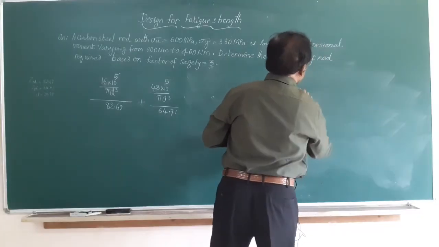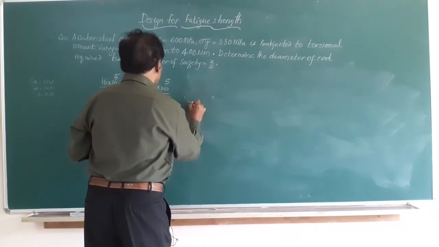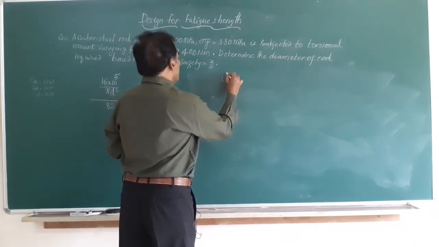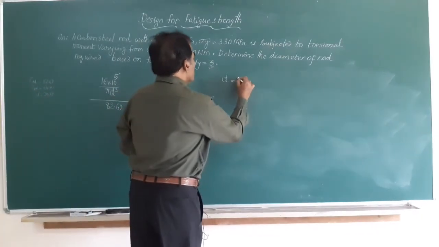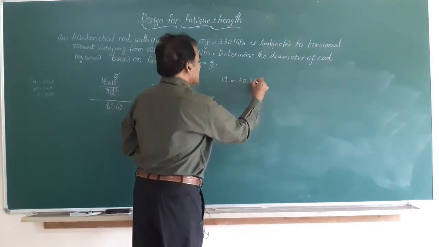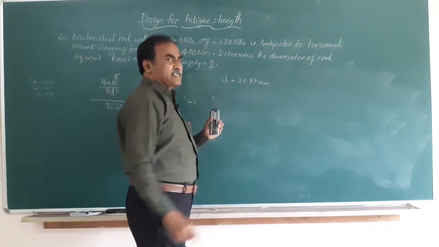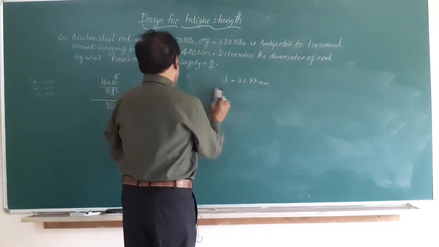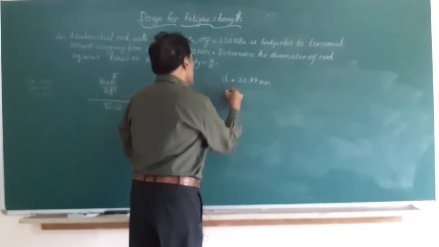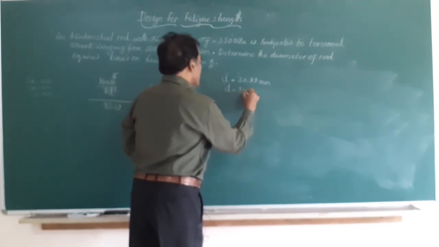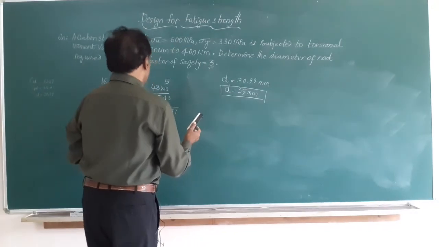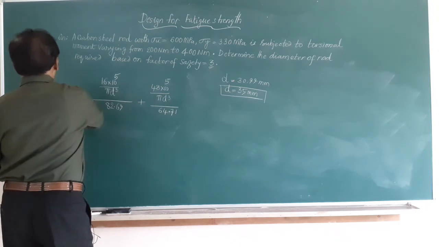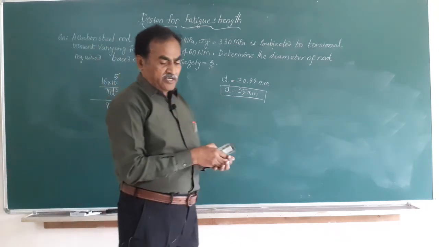So, if we equate this quantity to 1, we will arrive at the value of d, the diameter of this rod required, that works out to 30.99 millimeter. And if you are selecting a standard size, the standard size available is d is equal to 35 millimeter. Because this is more than 30, you have to take a standard value, and this will be the value of the diameter of the rod required.